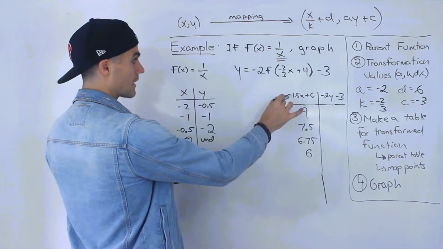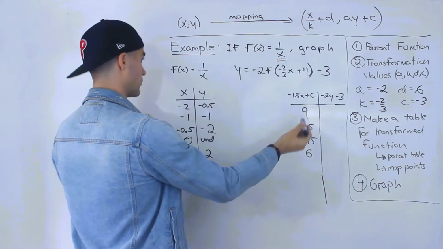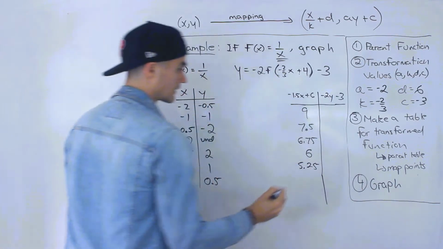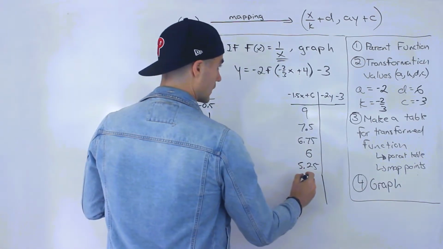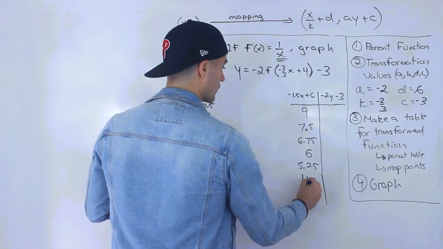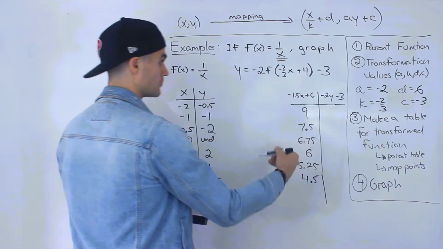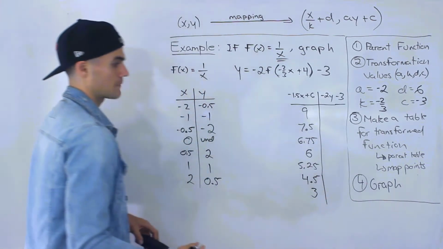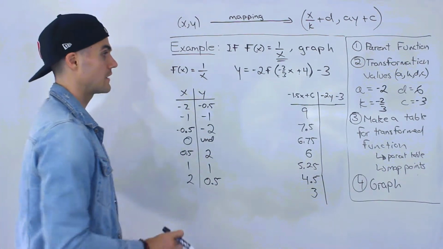0.5 times that would give us negative 0.75 plus 6 would give us 5.25, like that. And then we'd have 4.5. And then 2 times negative 1.5 is negative 3 plus 6 would give us positive 3, like that. Right? So these x values got transformed to these x values.